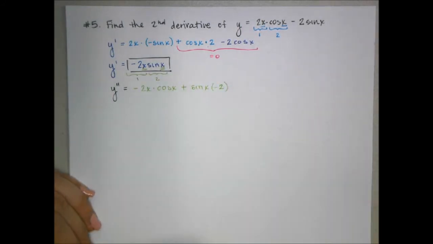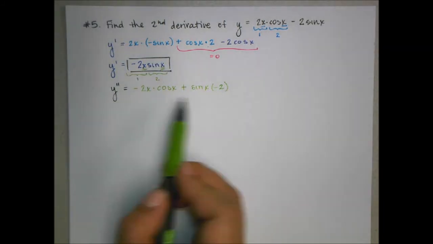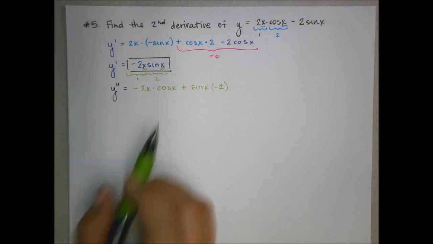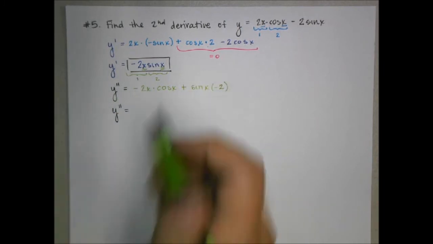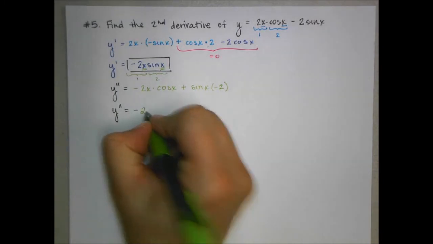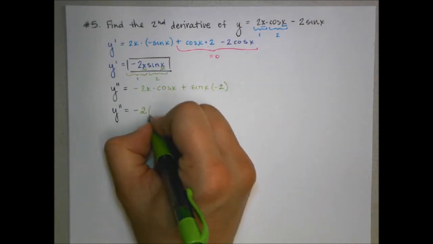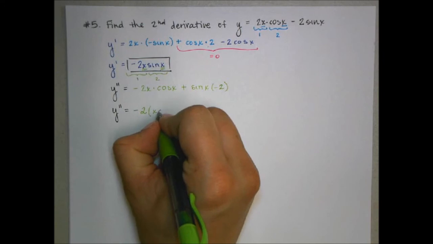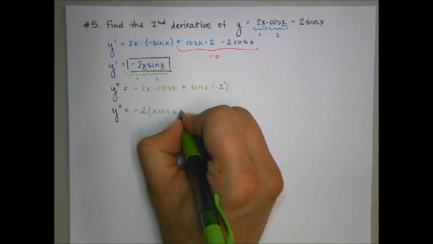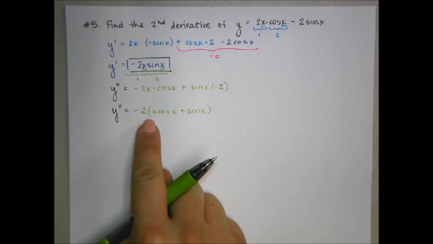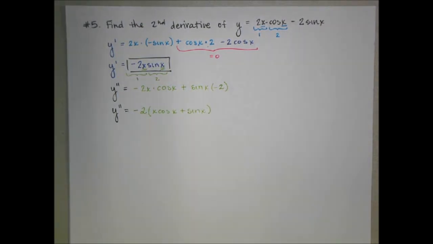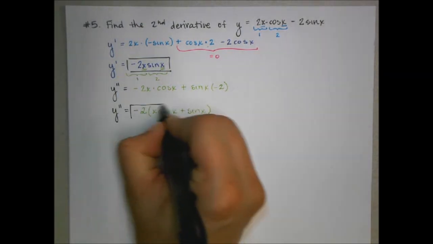All right, our job now is to clean this up. You'll notice they both have a negative 2, so I could factor that out. See if it leaves me with anything that seems nice: negative 2 times (x times cosine plus sine). So nothing we can do to simplify what's left inside, and so that is our second derivative. And it's our final answer.